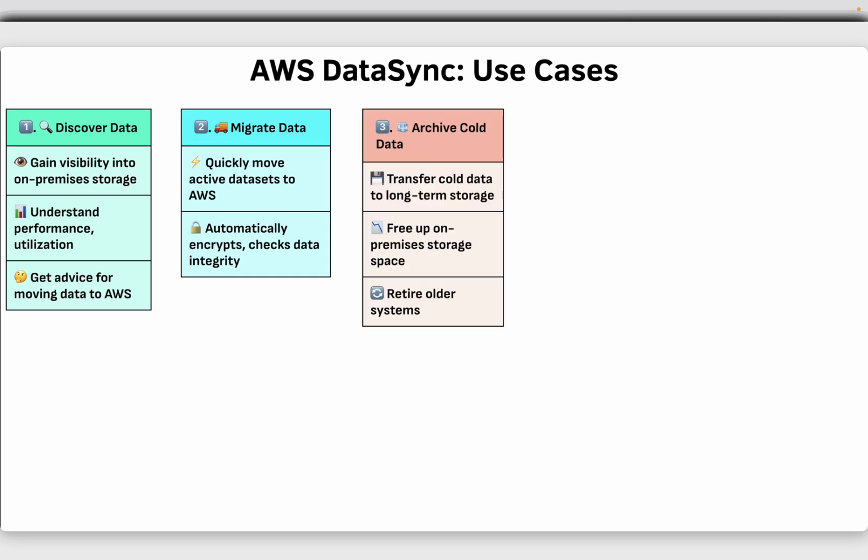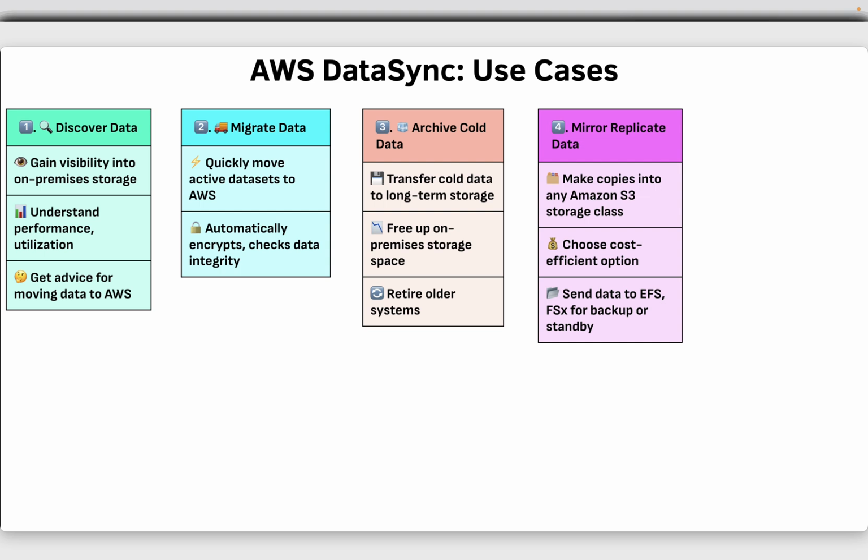Third use case, archive cold data. You can transfer your less frequently accessed data, which we call cold data, from your on-premises storage directly to durable and secure long-term storage options like S3 Glacier Flexible Retrieval or S3 Glacier Deep Archive. This can help you free up space in your on-premises storage and allow you to retire older systems.